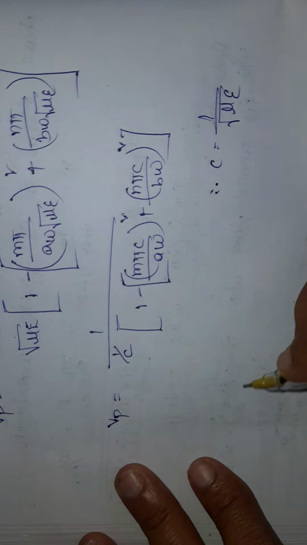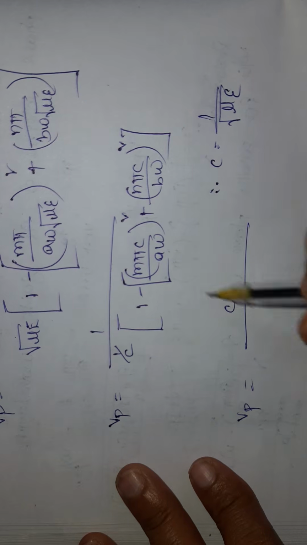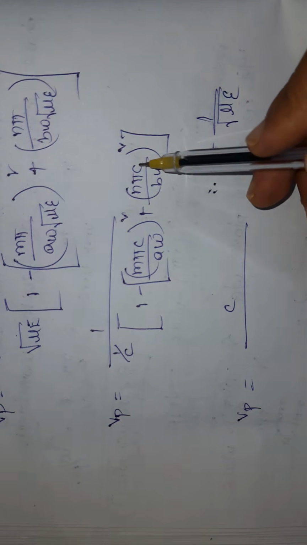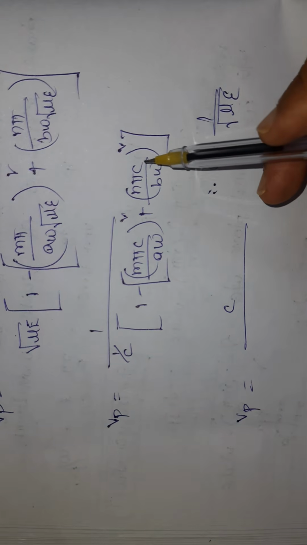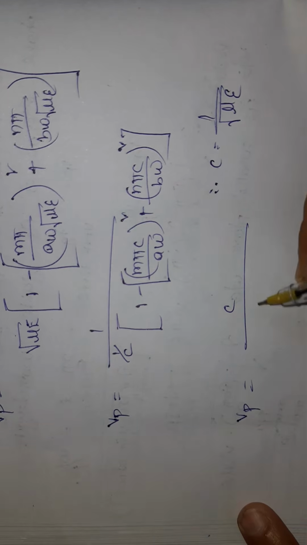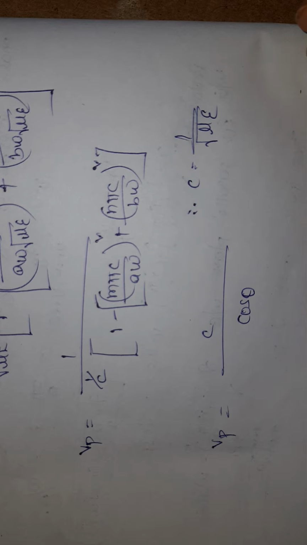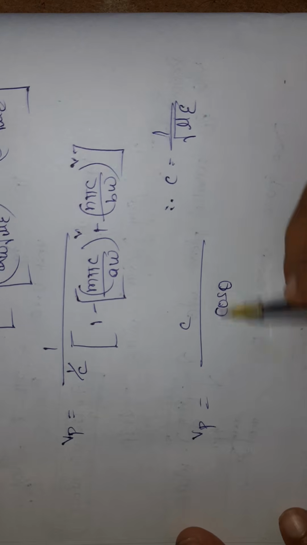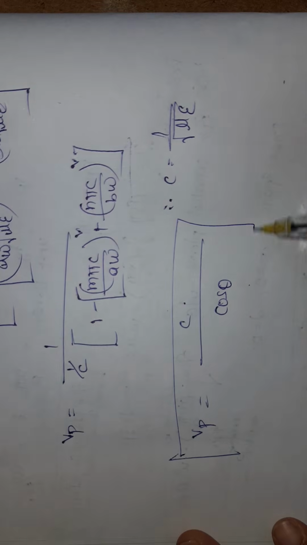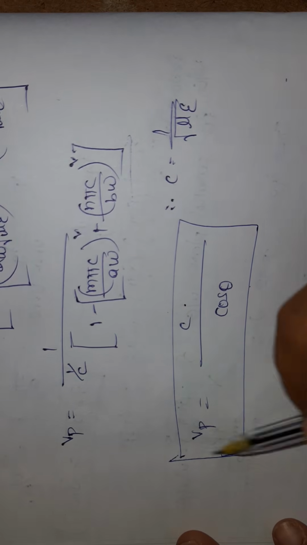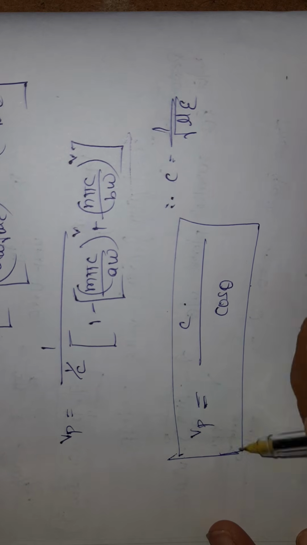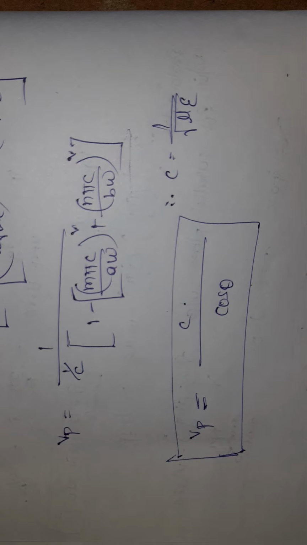So here 1 by omega square root of mu epsilon is nothing but c, giving m pi c by a omega plus n pi c by b omega whole square. So here Vp is equal to c by the square root of this term, and this is cos theta. So phase velocity Vp is equal to c by, and this term I am writing as cos theta, and this we have already discussed in the parallel plane waveguide, how I got this as cos theta. So this is the derivation for phase velocity Vp. Thank you.